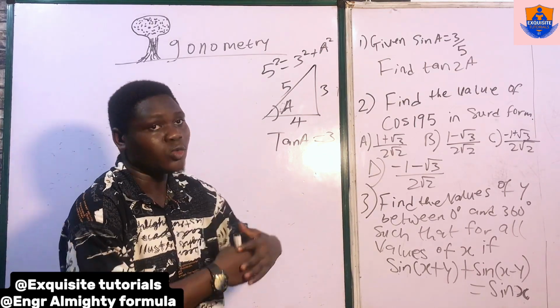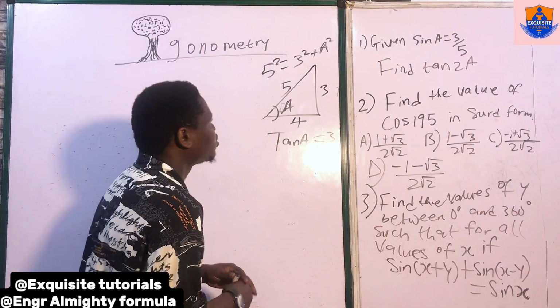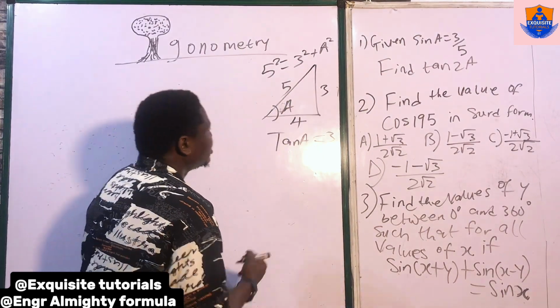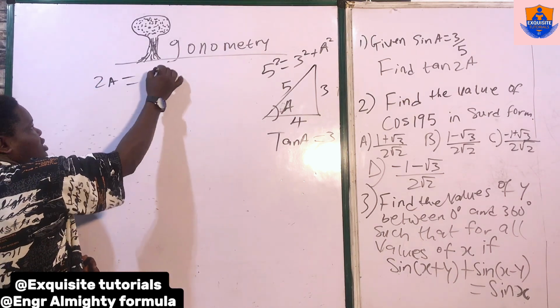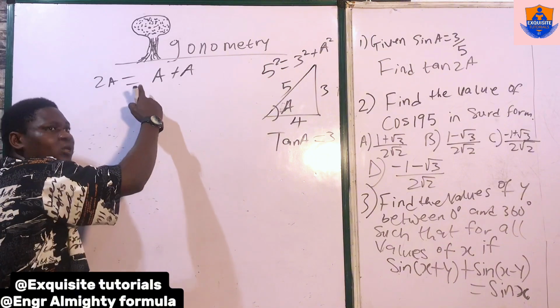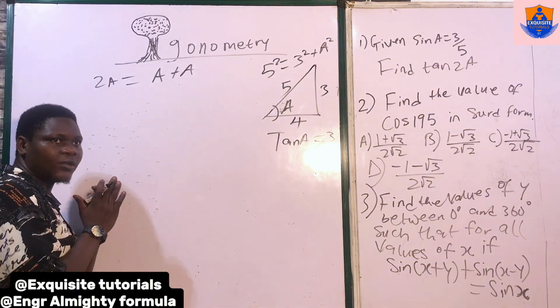They can also ask you to look for cos A, whichever way. The next thing is to look for tan 2A. Now we do not know what tan 2A is, but we know that 2A is A plus A. If I have one A and I add another A, altogether I'll have 2A.